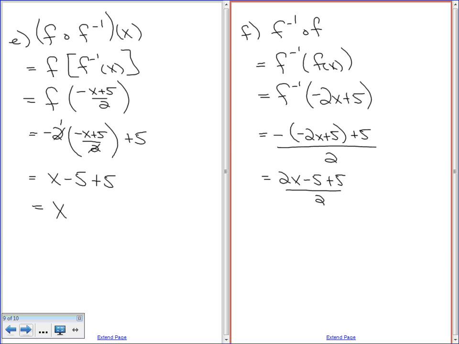Simplifying on the top, distributing the negative through, I get 2x minus 5 plus 5 over 2. Plus 5 and negative 5 make 0. 2x divided by 2 is x. So these answers working out to x is not a coincidence. In the first example I did, it was a coincidence. It just happened to work out like that. But whenever you take a composite of a function with its own inverse, the answer is always going to be the domain of the function, the original answer.